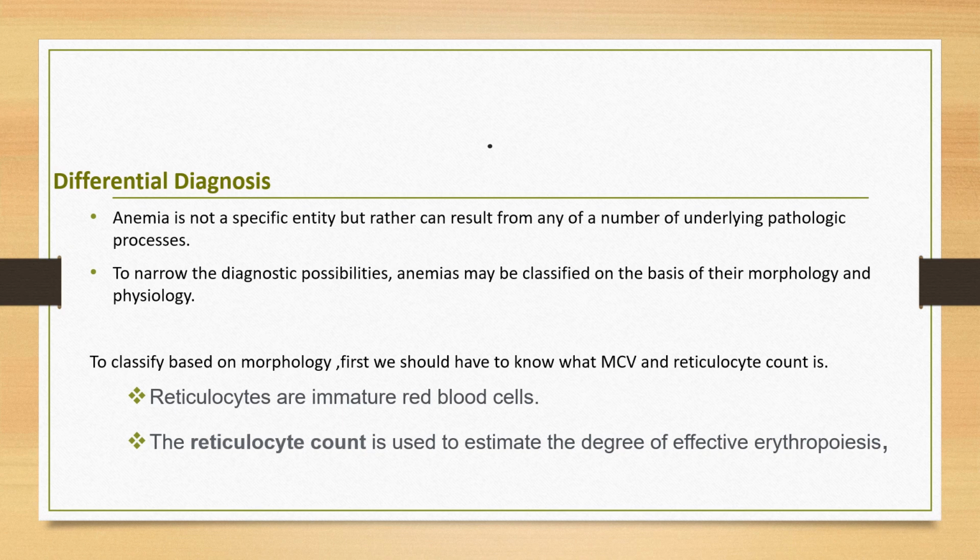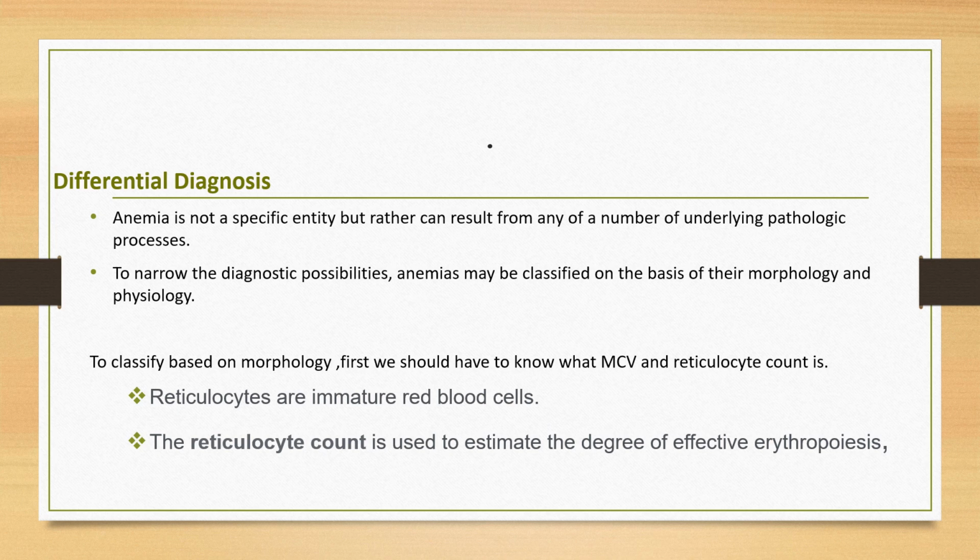Differential diagnosis: anemia is not a specific entity, but rather it can result from any of a number of underlying pathologic processes. To narrow the diagnostic possibilities, anemia can be classified based on either morphology or physiology. To classify based on morphology, first we should know what MCV and reticulocyte count are.